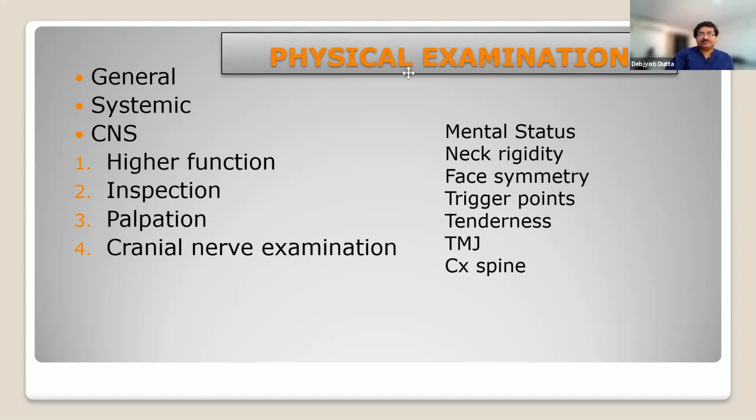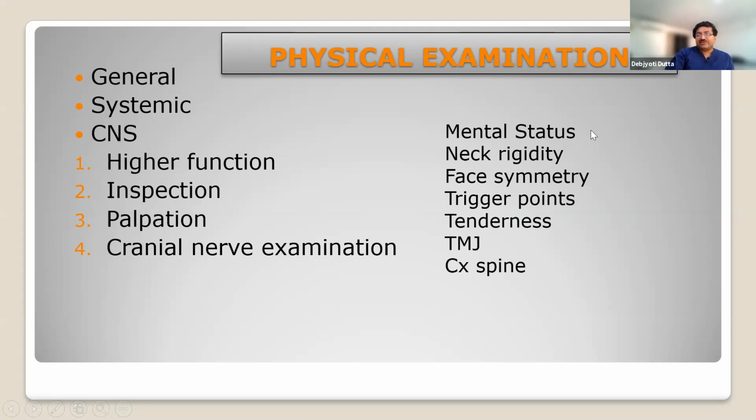Now coming to the physical examination. Remember, in primary headache disorders, in physical examination, you may not find a single thing. All the physical examination, whatever you do, may be absolutely normal. So we need to go for a general survey. Then we need to go for a systemic examination, especially the cranial nerves and central nervous system. Then we need to examine the heart function, inspect, palpate, and the cranial nerve examination in detail needs to be done.